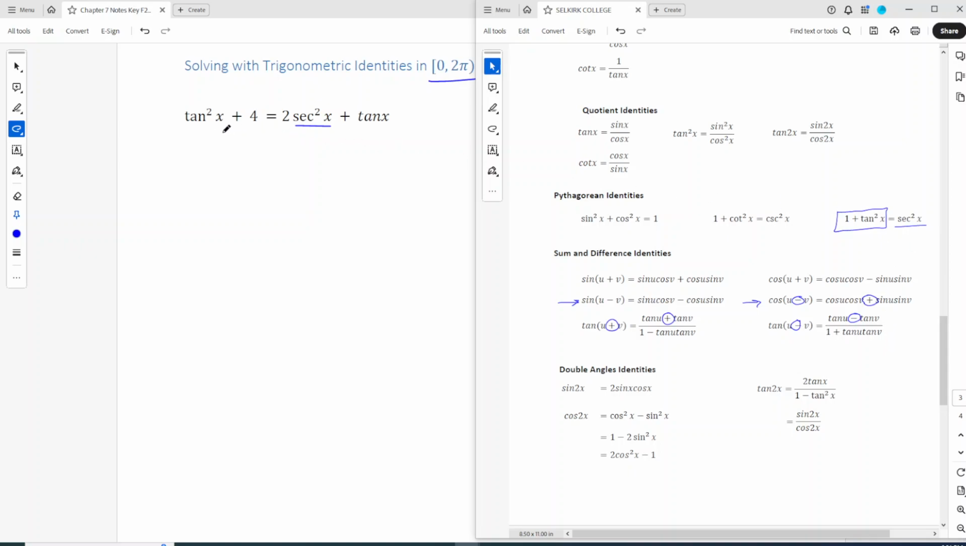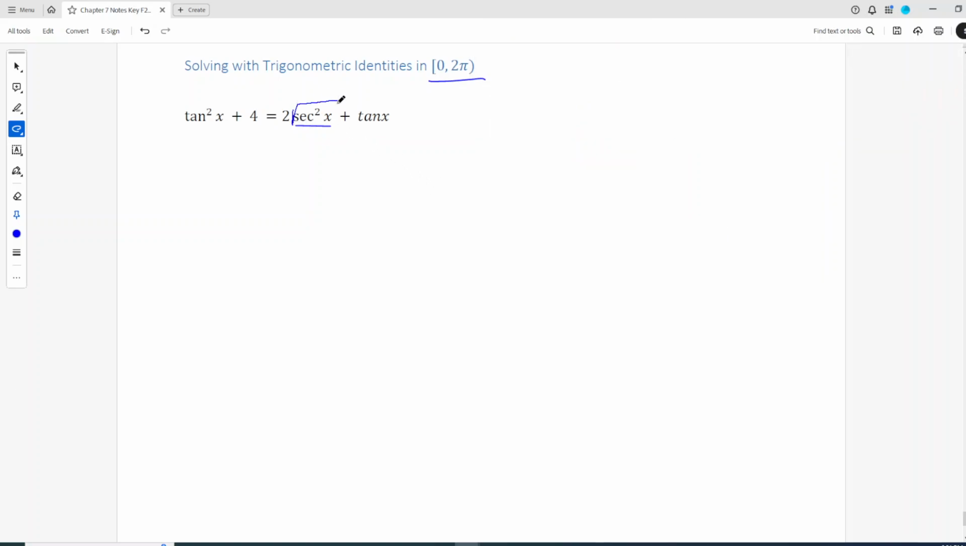I have also seen people change everything into sines and cosines, and then this becomes a rational equation that then you have to multiply by the lowest common denominator. Feel free to do that if you want, but I will say in these questions, there'll be only one thing that doesn't belong, and you're just going to replace it with something. So we've got tan squared x plus 4 equals 2, and then we're going to replace that.